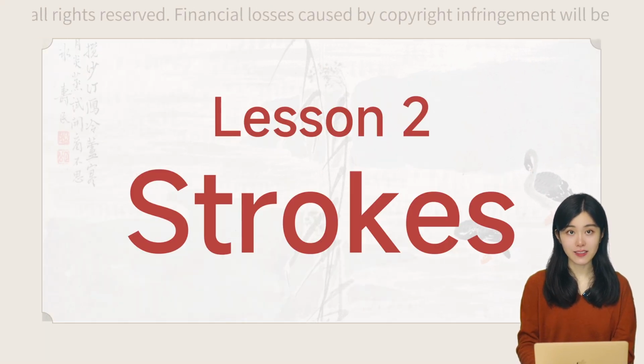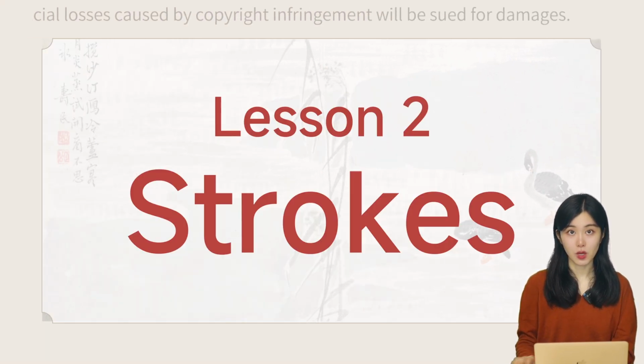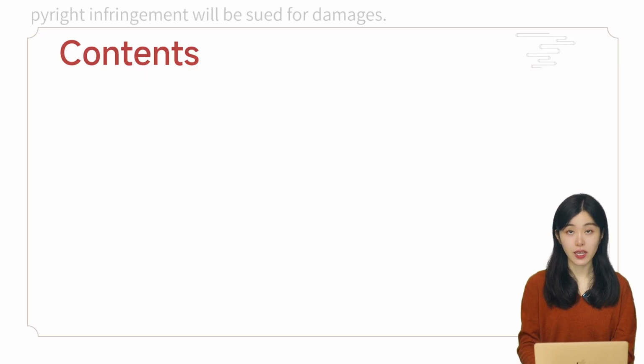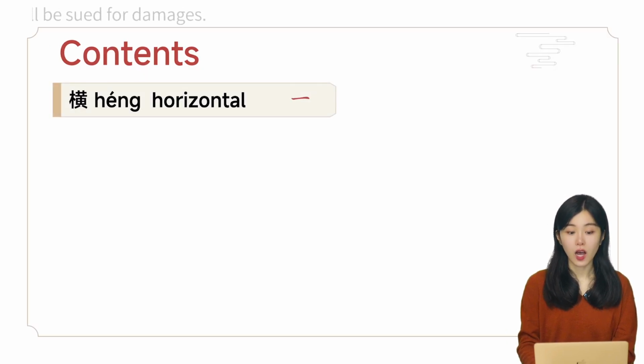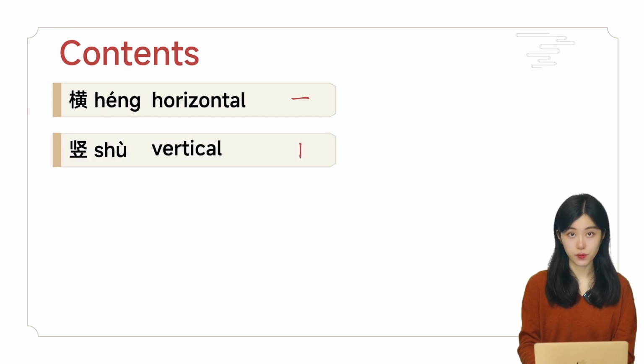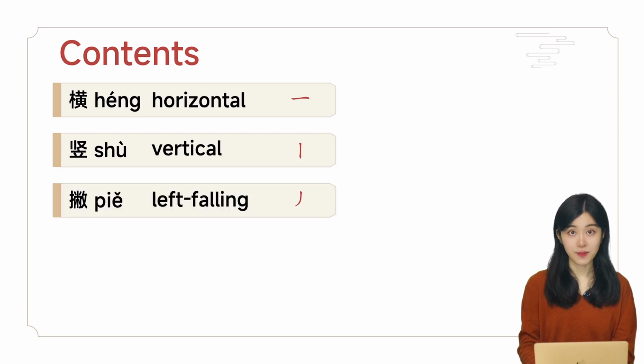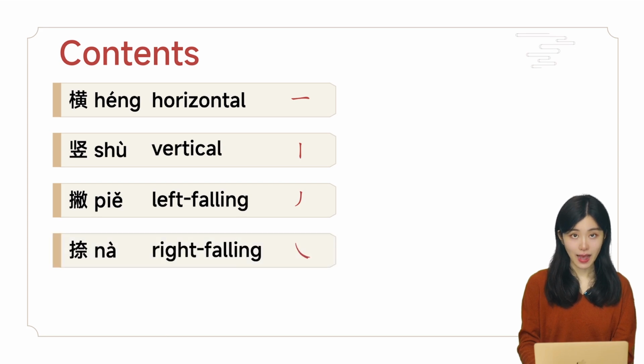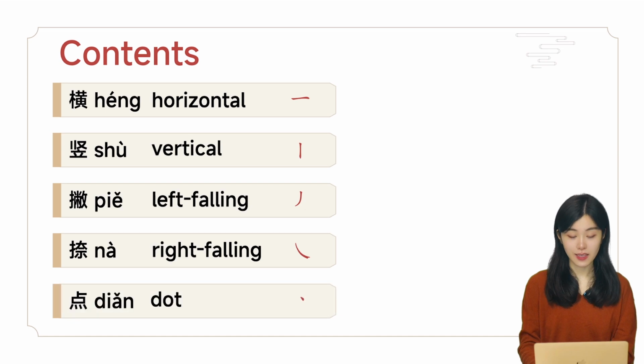Today we'll learn Lesson 2, Strokes. We'll learn 5 types of stroke in this lesson. 横 means horizontal. 竖 means vertical. 撇 means left falling. 捺 means right falling. 点 means dot.